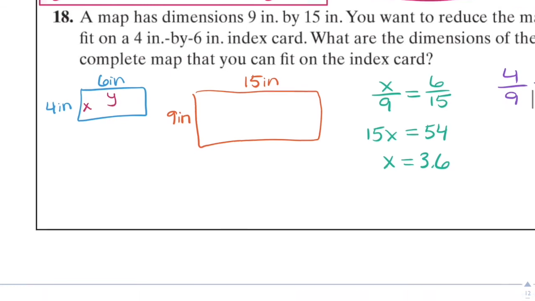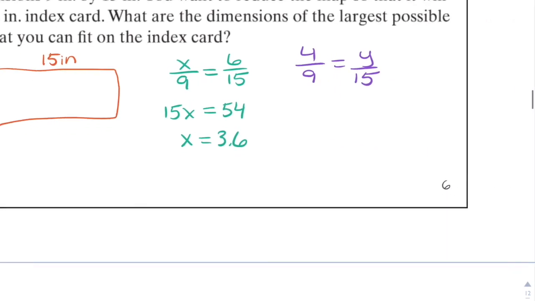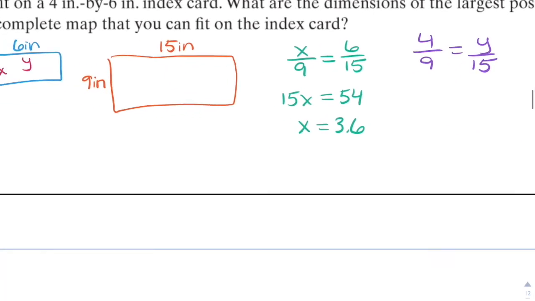It's not going to matter if I did 4 is to 6, so I'll do it quick. 4 is to 6, or in this case, x is to 6 as 9 is to 15. We still would have got 15x equals 54. So I know I'm doing it a little bit differently, but that's just another method to solve.